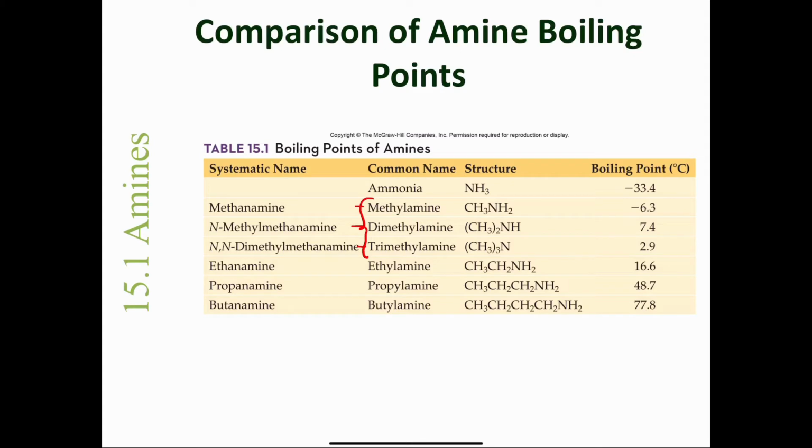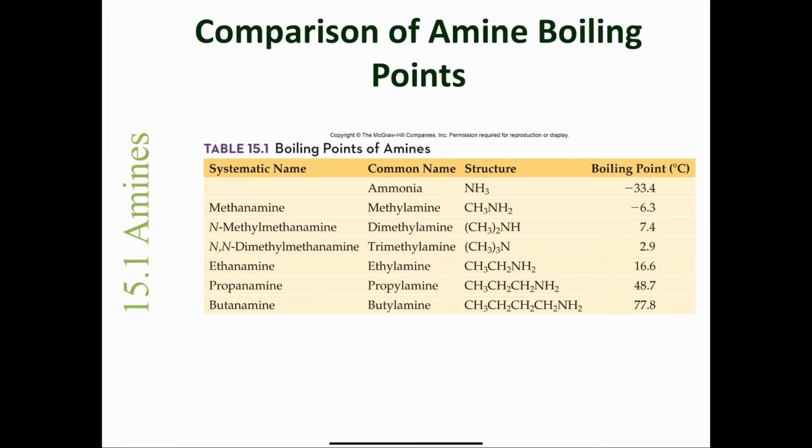And you see that when we go from the primary amine, methylamine, to the secondary amine, dimethylamine, both are capable of hydrogen bonding because they both have nitrogen-hydrogen bonds. But the boiling point of dimethylamine is actually higher, and the reason why is because not only can it participate in hydrogen bonding, but it's a heavier molecule because it has two methyl groups instead of one. But look what happens when we go from dimethylamine to trimethylamine. Even though the molecule is getting heavier, you can see that the boiling point drops down. And the reason why is because there is no hydrogen bonding with trimethylamine, because it is a tertiary amine.